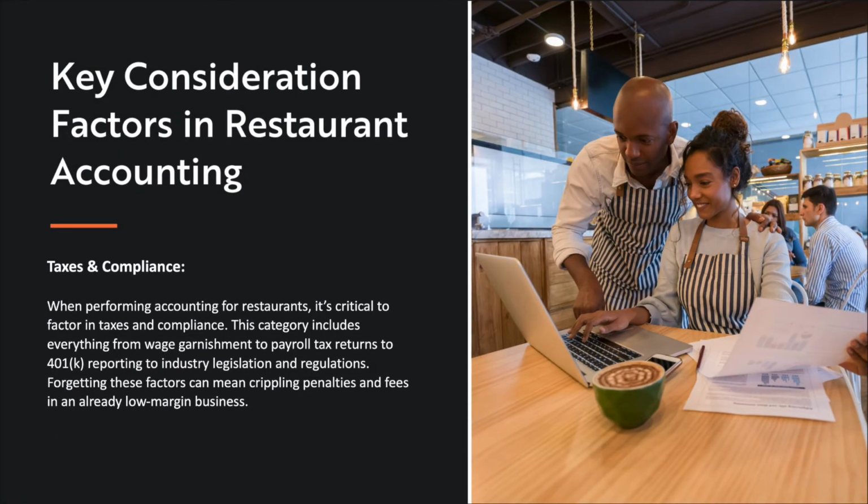Taxes and compliance. You can't forget about Uncle Sam here. When performing accounting for restaurants, it's critical to factor in taxes and compliance. This category includes everything from wage garnishment to payroll tax returns to 401k reporting to industry legislation and regulations. Forgetting these factors can mean crippling penalties and fees in an already low-margin business.